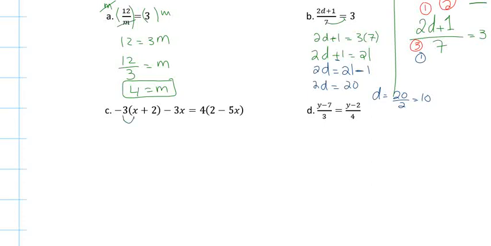So I have to multiply that -3 by the x and the -3 by the 2. So that gives me -6. Do I multiply it by this as well? No, because that's outside the bracket. Okay? So you see that -3 multiplied by the 2 terms inside the bracket. Then I have my equal. What do I do with this? Same thing. So 4 times 2, and then 4 times -5x.